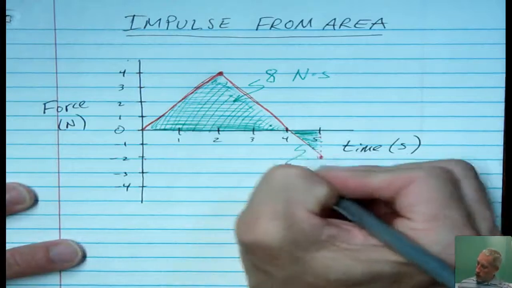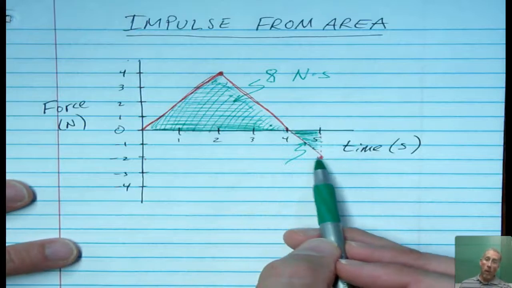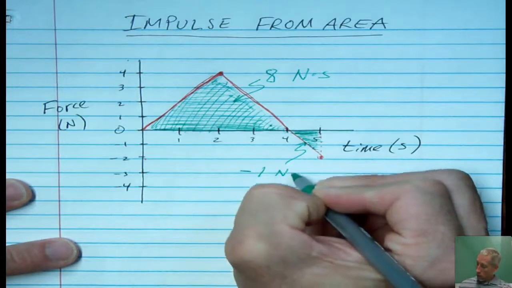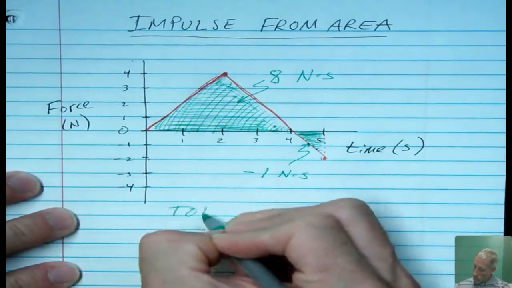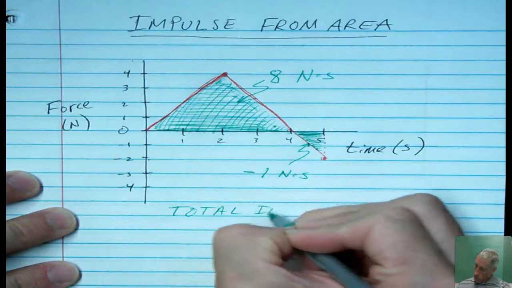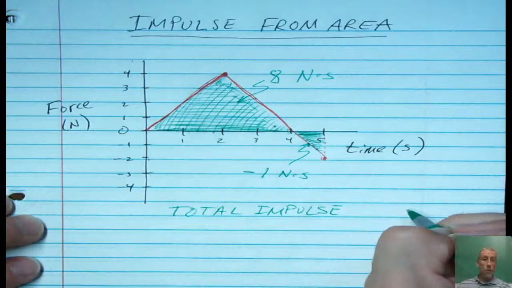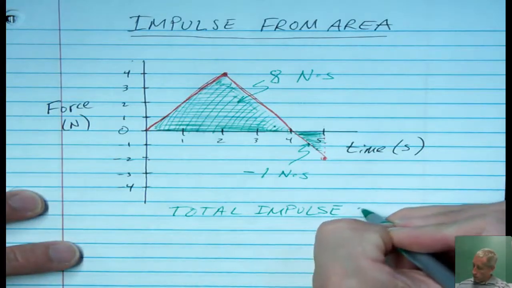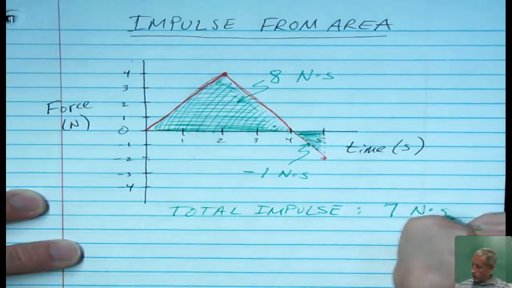Well, what do we have down here below the time axis? We have a 1/2 triangle, and that's an area of 1, but we have to treat it as a -1 for that last 1 second that the force lasts. So what is our total? Total impulse, and you'll find in some textbooks they like to use the capital letter J for impulse. I've never been a fan of that. It just doesn't look right to me. But that would be a +7 newton seconds when we combine all of those together.